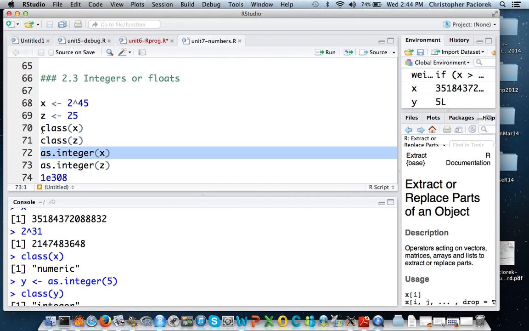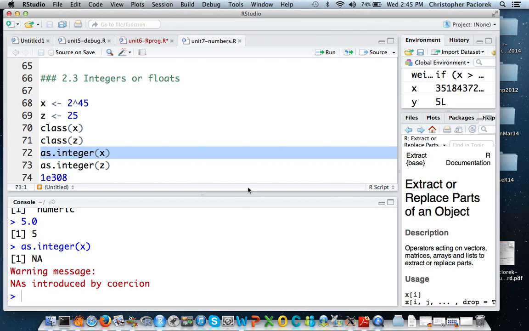If I tried to do the following, so I've got my x, it's 2 to the 45th, and now I try and force it to be an integer, you can sort of guess what might happen. What are the possible things that could happen? It could give me an error, or it could say that's infinity if I try and store it as an integer. So we'll see what happens. Okay, so it turns it into an NA and gives us a warning message. So I guess that's a third thing that could have happened, which is what did happen.